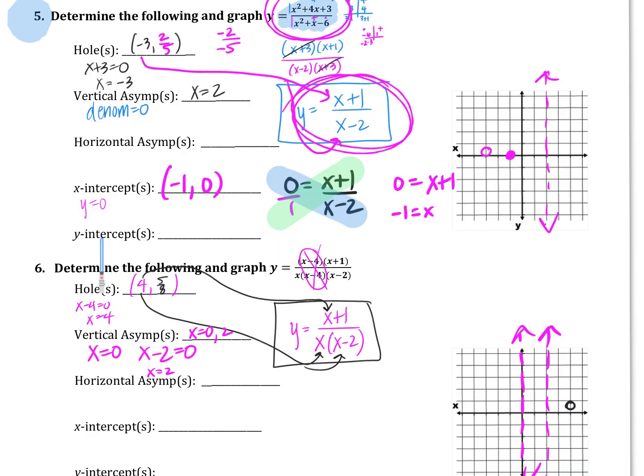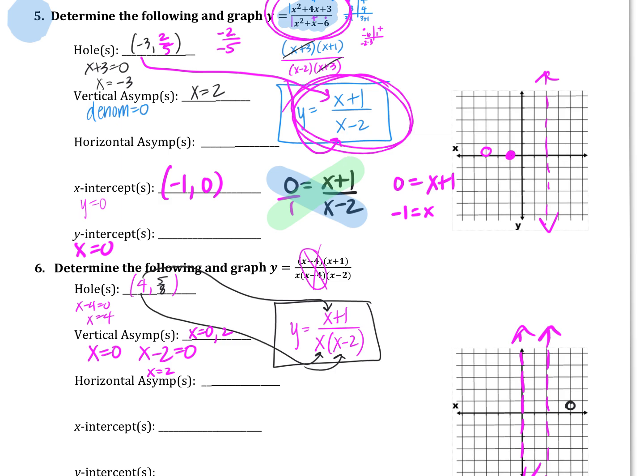How do I find that y-intercept? That's always just when my x is 0. We do that here. If my x is 0, what's my y going to be? If my x is 0, what's my y going to be?